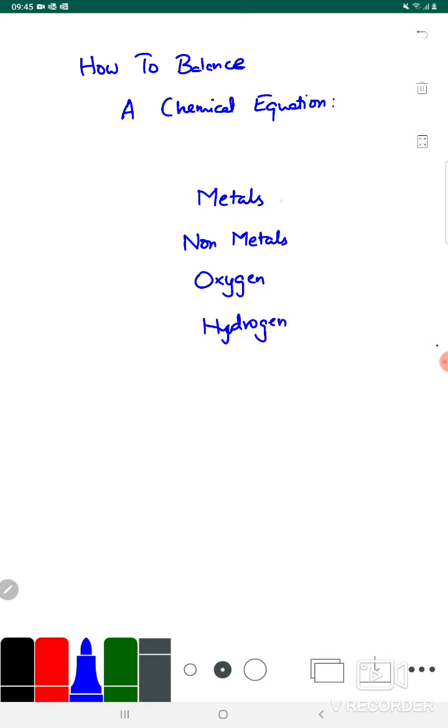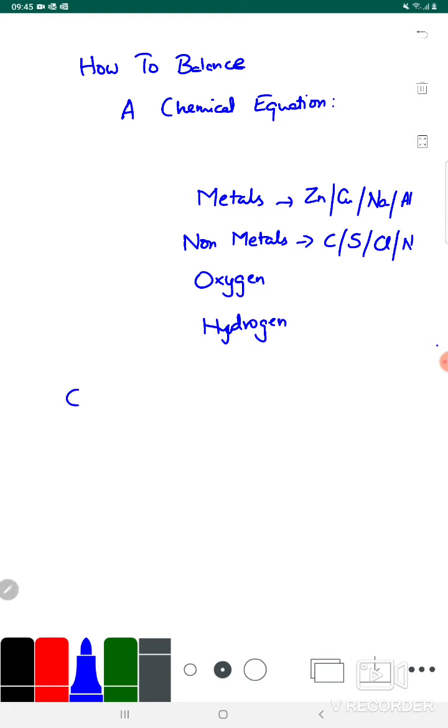So, when I say metals, zinc, copper, sodium, aluminium, all these are metals. And when I say non-metals, carbon, sulfur, chlorine, nitrogen, all these come under non-metals. Oxygen and hydrogen you already know, right? So let us start with a simple equation.